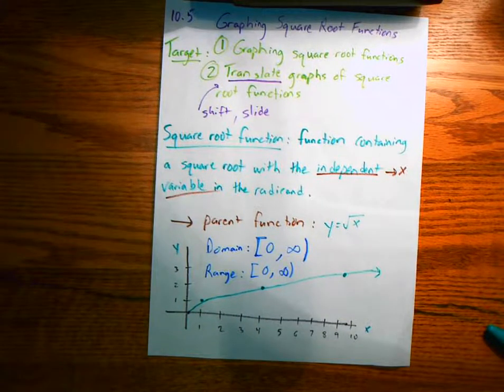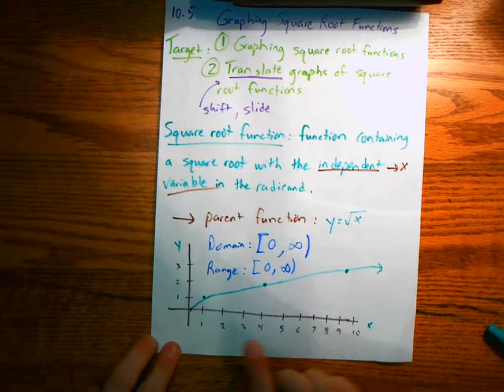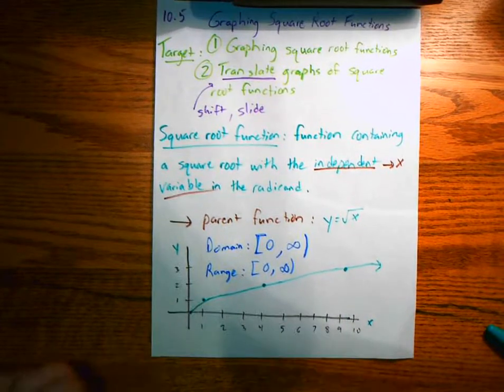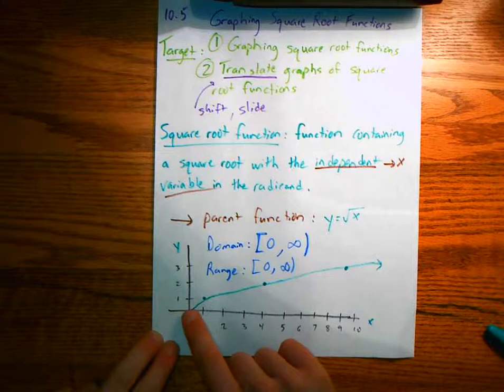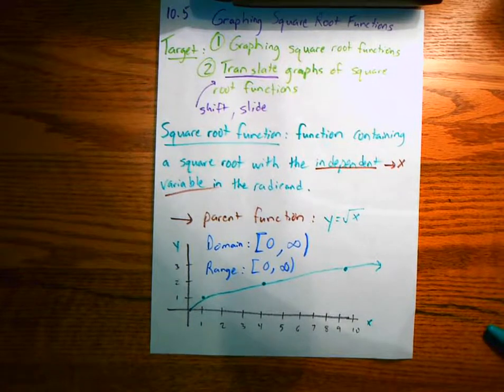Now the domain and range are going to change depending on if you're translating the function or not. Maybe you're shifting it to the right, so your domain will start at, say, 3 or 4, or you're shifting it up, so it starts there. But the starting point of the parent function is the point 0, 0. It doesn't go to the negative in the x direction or in the y direction.